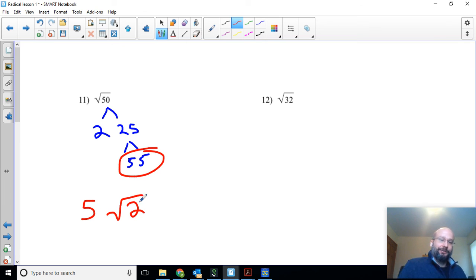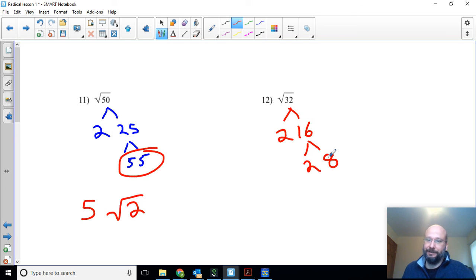So 32, 2 and 16, 2 and 8, right? I'm just dividing by 2. 32 divided by 2 is 16. 16 divided by 2 is 8. 8 divided by 2 is 4. 4 divided by 2 is 2.